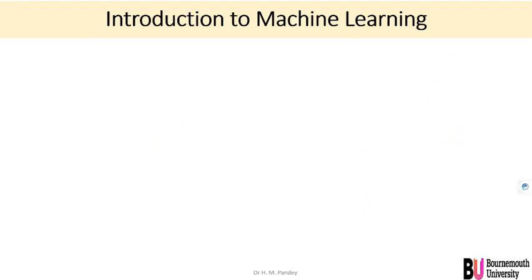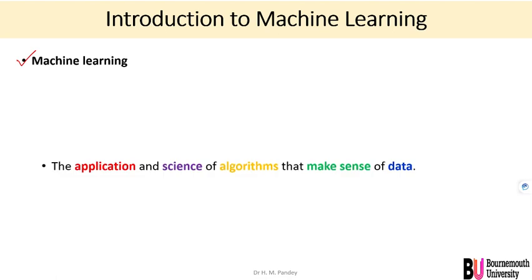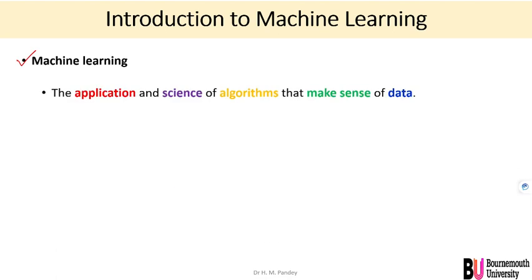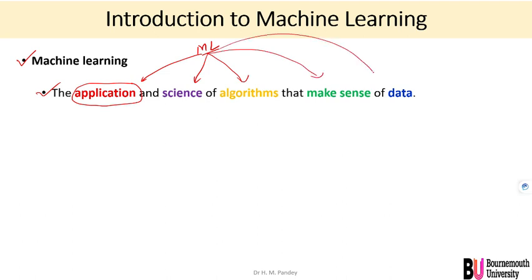So, introduction to machine learning. What is machine learning? First of all, you should know what machine learning is. The definition is pretty simple, and if you read different textbooks, reference books, or research articles such as conference or journal articles, you will see different definitions. Machine learning is an application of science, of algorithms which make sense from the data.